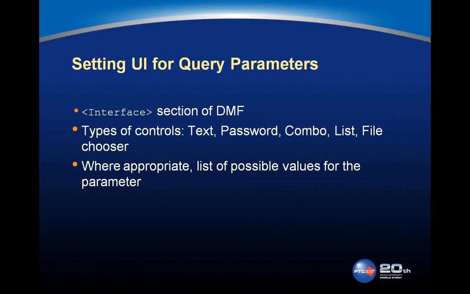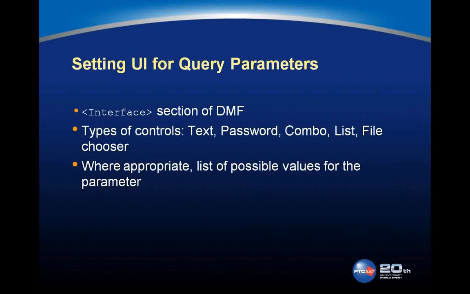Okay, so setting up the UI, there's an interface section in your DMF, and you have a few different control types you can select from. You can choose a text box or a password text box, where the characters are replaced with little dots or stars, a combo box, a list, and a file chooser. So you have some flexibility in terms of how the user interface is set up.